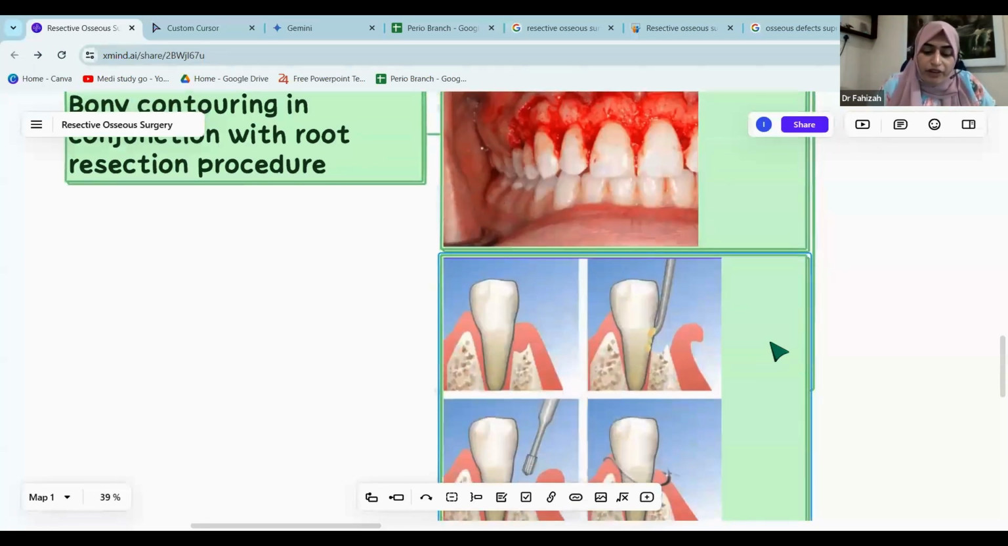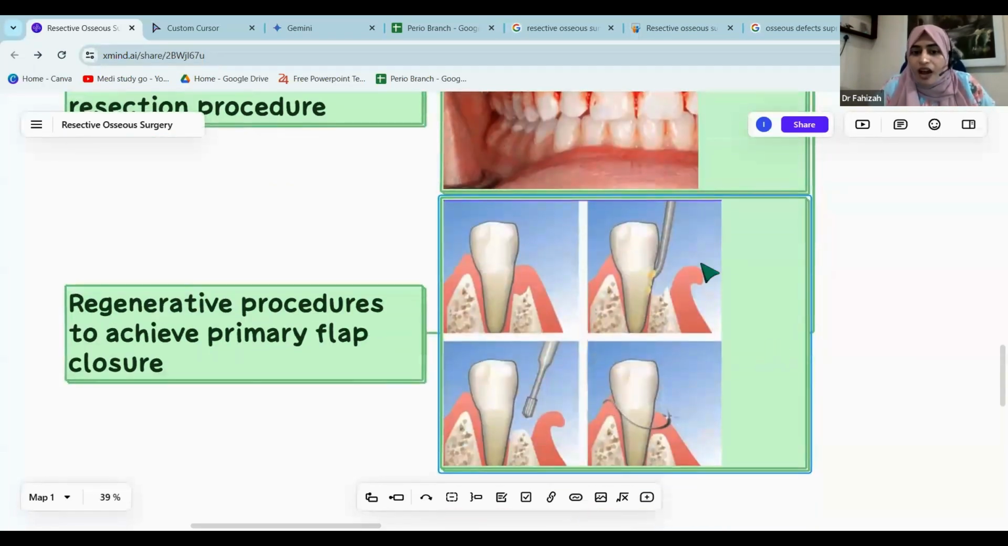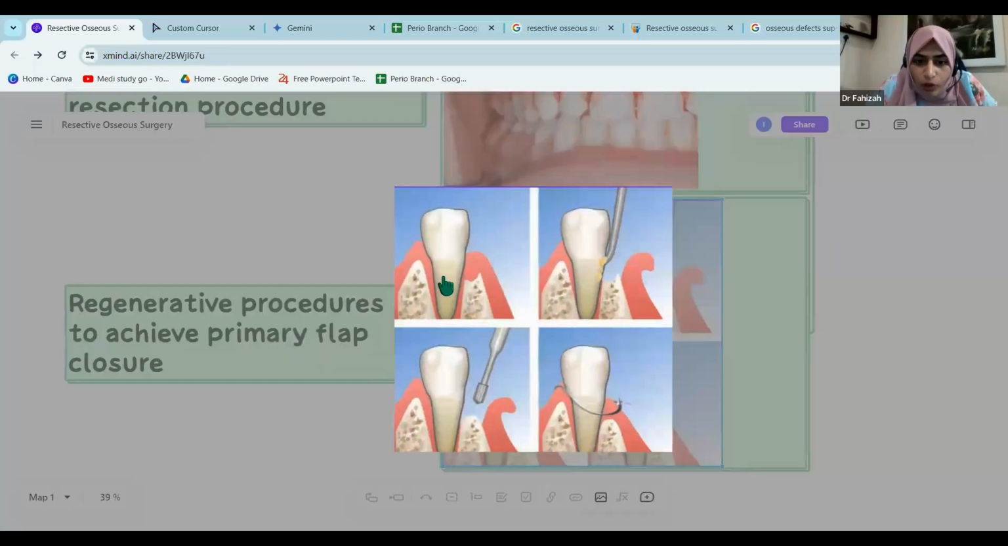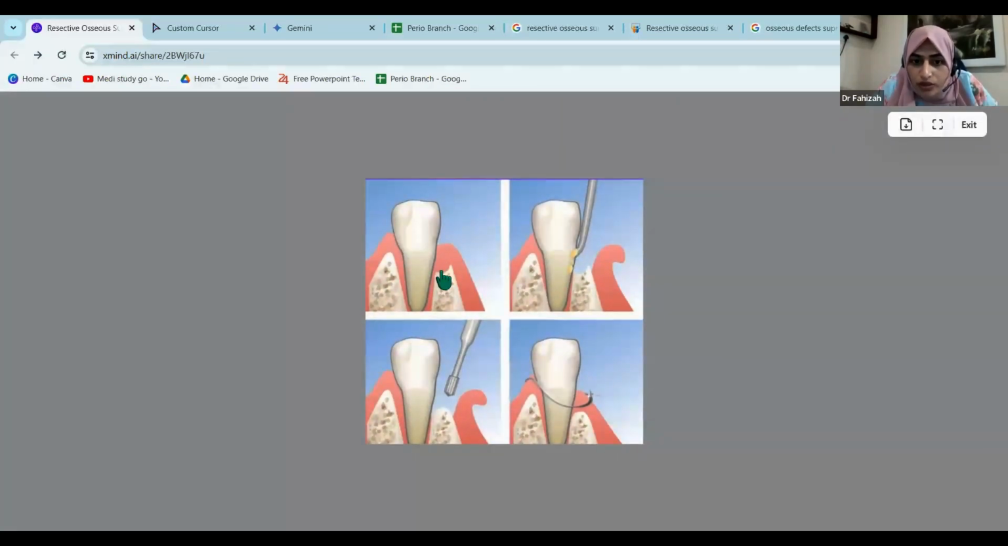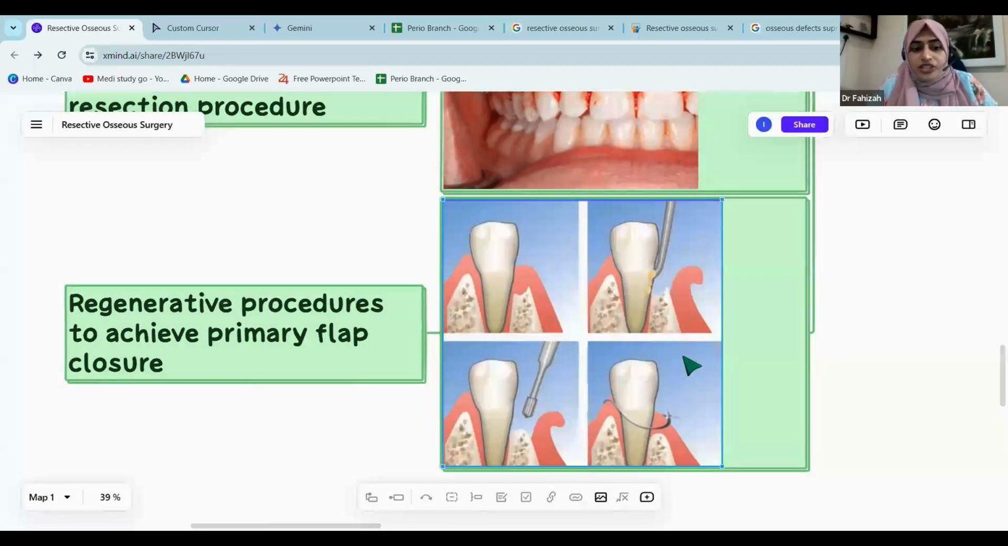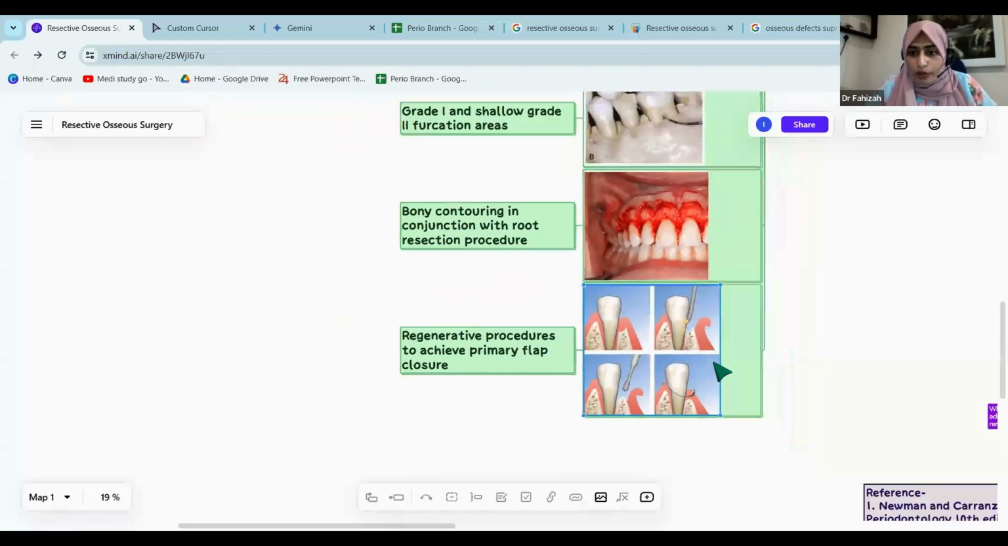Then while we do the open flap debridement, after debridement, can you see a small portion of a bone over here? This again harbors bacteria. So what we do is, when we open the flap, we do the debridement and everything. Again, if we close back, there are more chances of bacteria staying here again. So we round this edge over here, and then we close it for a better adaptation. Also regenerative procedures to achieve primary flap closure.